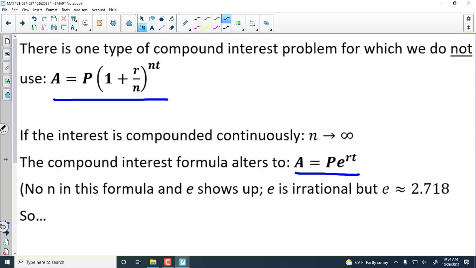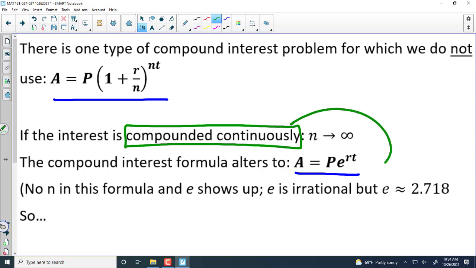And the big secret to when you use this new interest formula, which some people call the Pert Formula, is when you see the words compounded continuously. When you see compounded continuously, as opposed to compounded yearly, or monthly, or daily or quarterly, that's when you use this new formula. And it's got that new number in it that we learned about last time, e, which is an irrational number, so we can't say the decimal exactly, but we do know that it's about 2.718. So this formula right here is the formula that we use for a compound interest problem where they tell us the interest is compounded continuously.